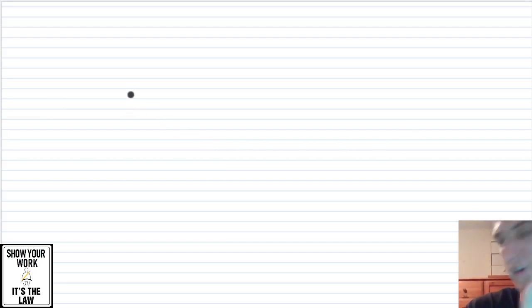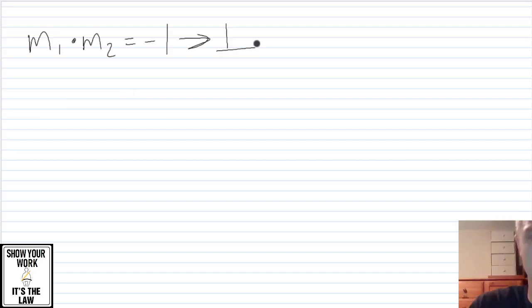I'll go ahead and write it out and explain it one more time because you need to know this. If the slope of the first line is multiplied by the slope of the second line and it equals negative 1, that means the two lines are perpendicular. Go ahead and write this in your notes right now.